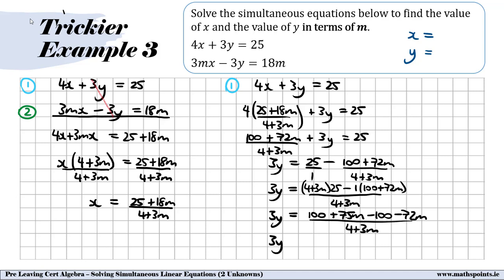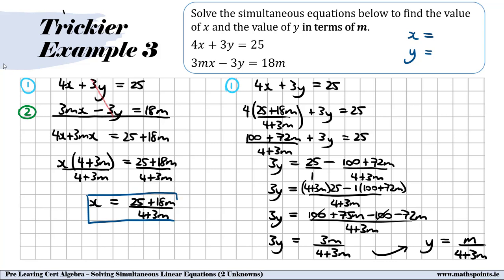So I have 3y equals, now 100 minus 100 is 0, and 75m minus 72m is 3m, all over 4 plus 3m. And then the final line is I'm going to divide both sides by 3, and I get y is equal to m over 4 plus 3m. And so the answer to this simultaneous equation is that x is equal to 25 plus 18m over 4 plus 3m, and that y is equal to m over 4 plus 3m.